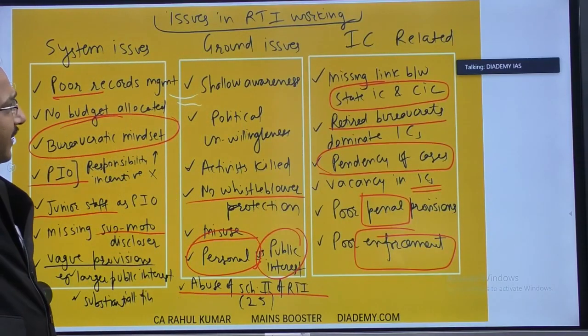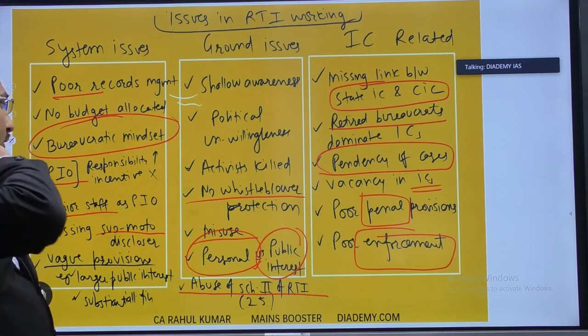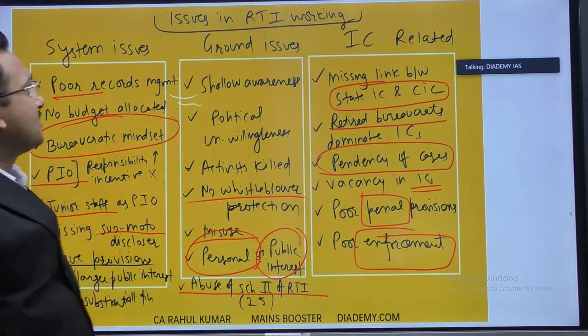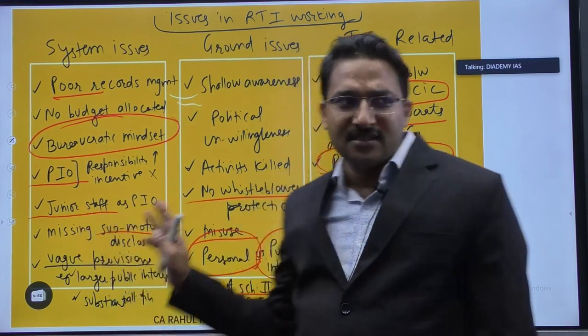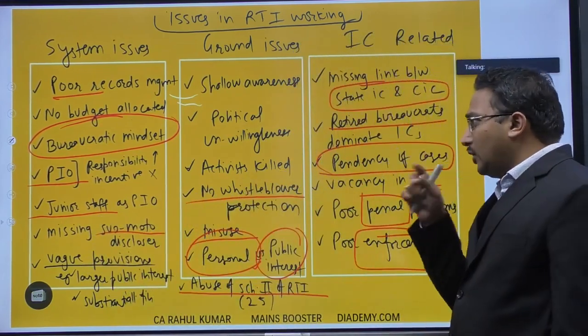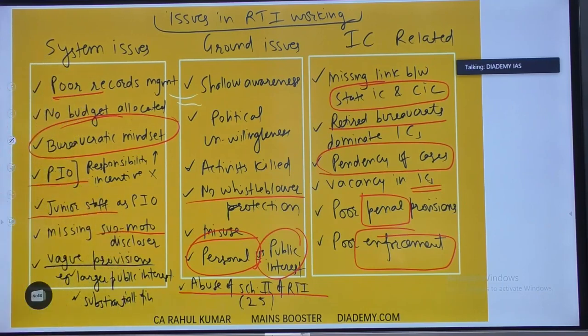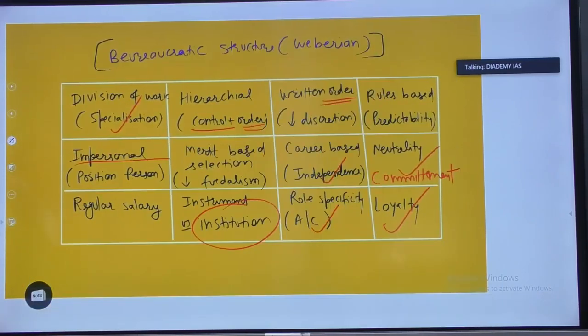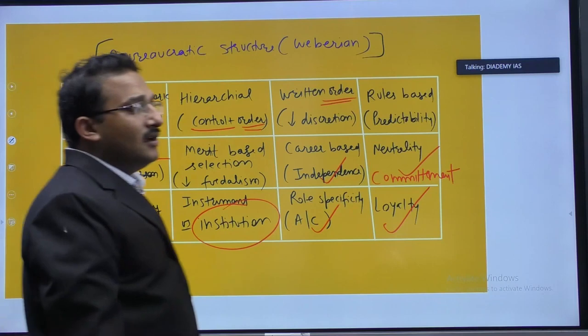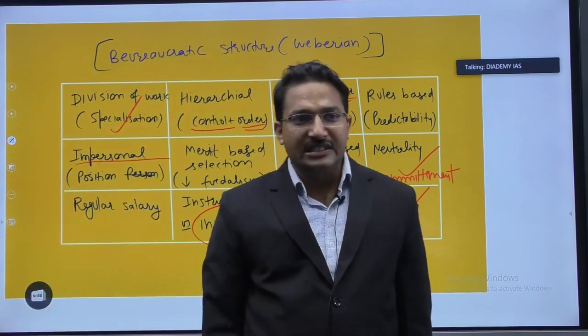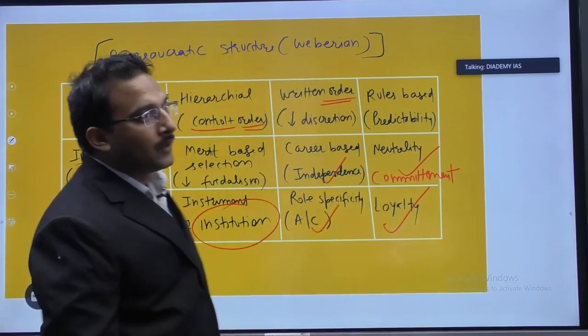This issues in RTI working, I have already shown in the mains booster multiple times. So again, this is another example. You can use the boxes to show the different types of dimensions in the same topic, right? Bureaucratic structure, Weberian bureaucratic structure. These are the features of Weber, okay?